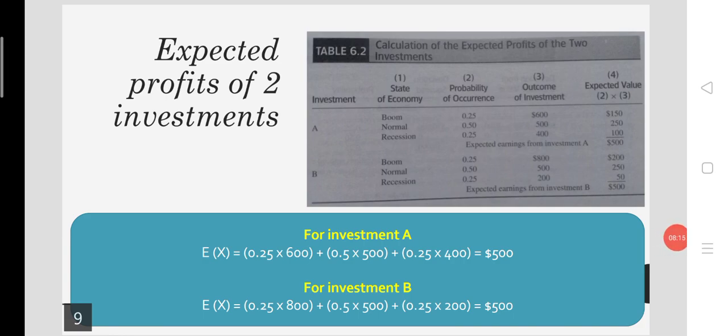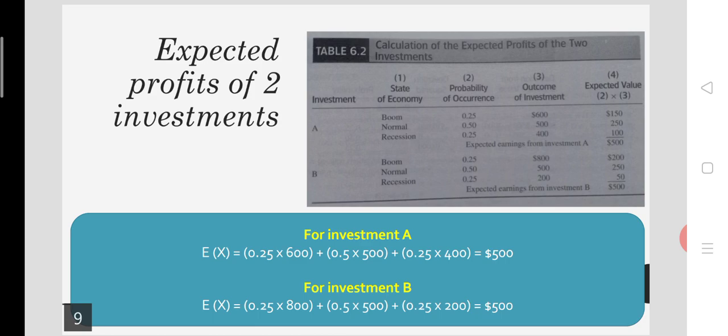The probability of occurring boom, normal situation and recessionary trend in future is the same for both investment project A and project B, but at the same time the outcome is different because this is a different investment project. So for investment project B, the investor will get $800 when the economy is in a boom situation. Then its expected value will be 800 into 0.25, that is $200.